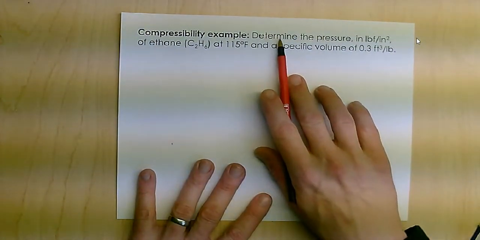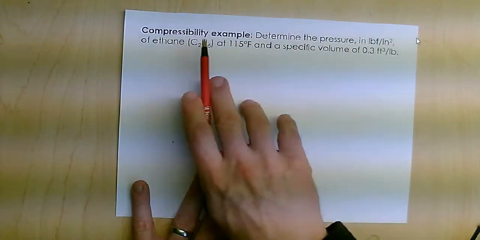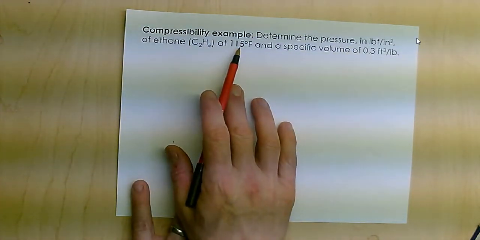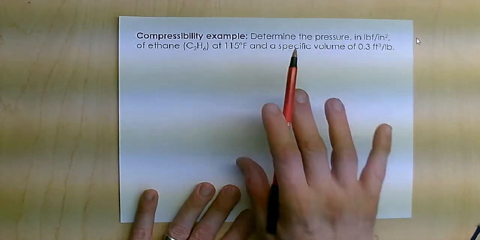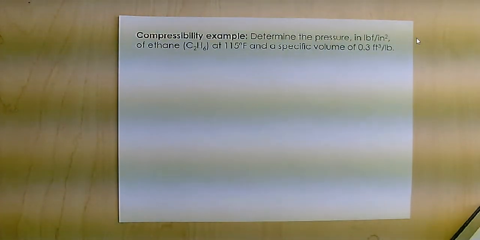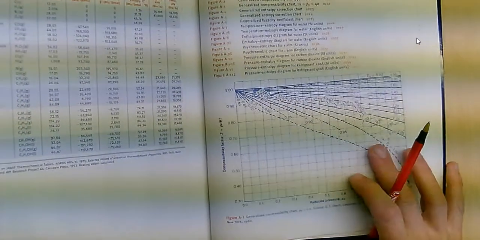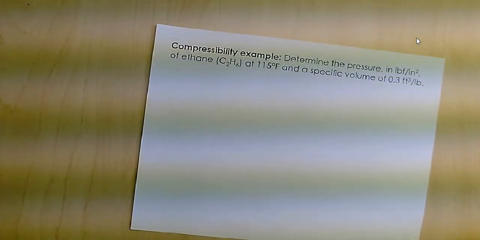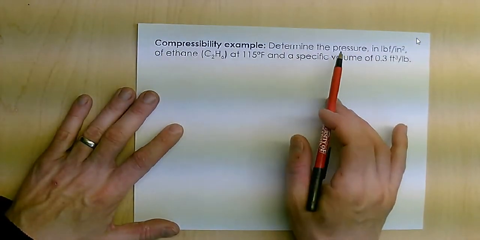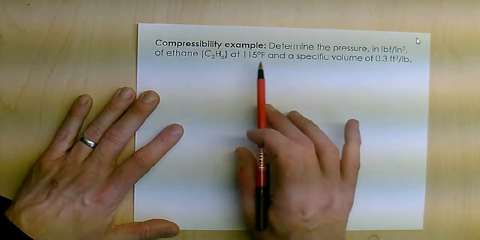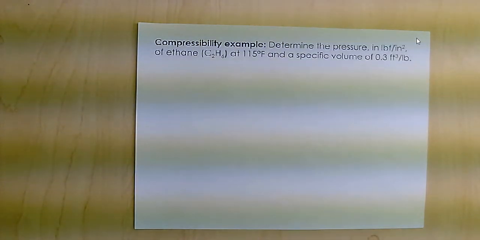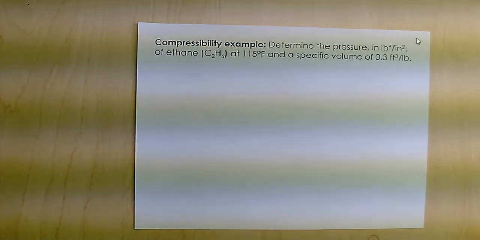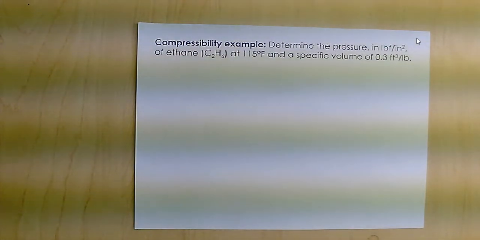Okay, so we want to determine the pressure in psi of ethane at 115 degrees Fahrenheit and a specific volume of 0.3. Now, again, we're going to use this compressibility chart. Hopefully you have your book, because it might be a little hard to see on here. We're using the compressibility chart because that's how we relate pressure, temperature, and volume to one another. As we move forward, we'll move into the ideal gas model, but for now, let's start with this idea.